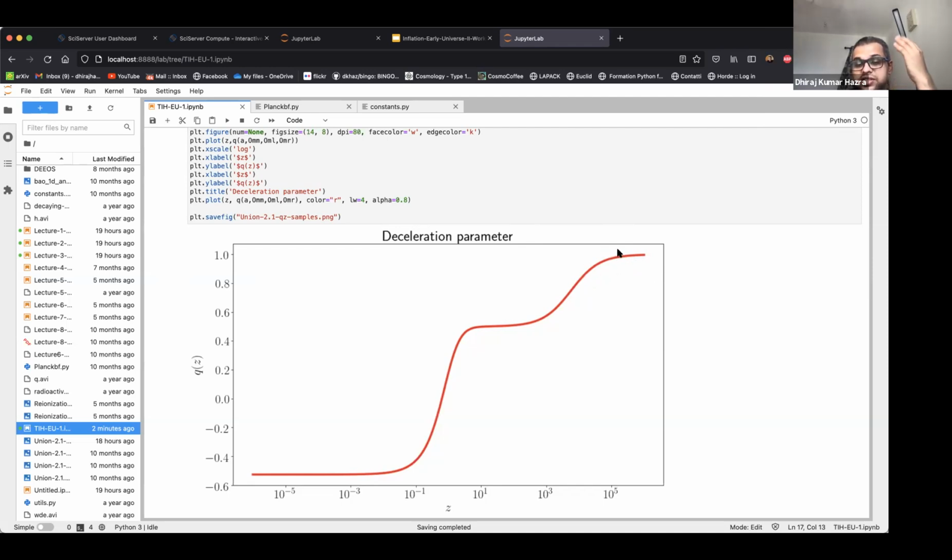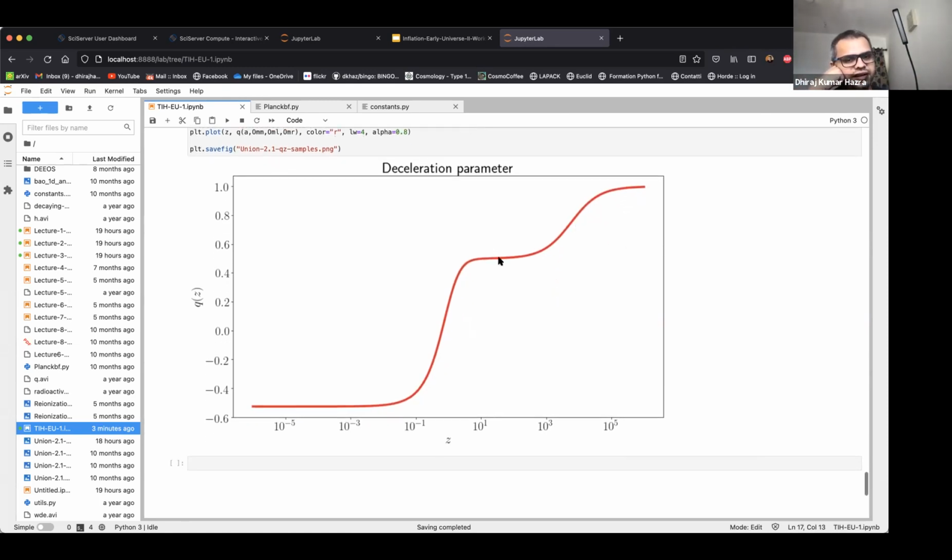It is not a drastic transition, and you can see that the deceleration parameter is nearly one here. That means we are decelerating during the radiation dominated epoch. Here we are decelerating, but at a lower rate. At some point we change from deceleration, around redshift one, but below redshift 0.1, as you can see, we are still decelerating. We have started accelerating when q goes below zero, and you can see it goes below zero and then becomes negative.